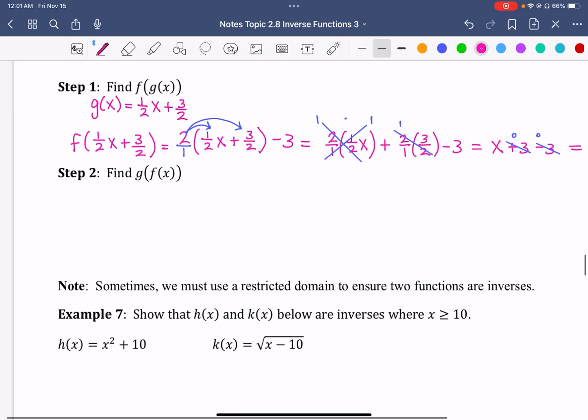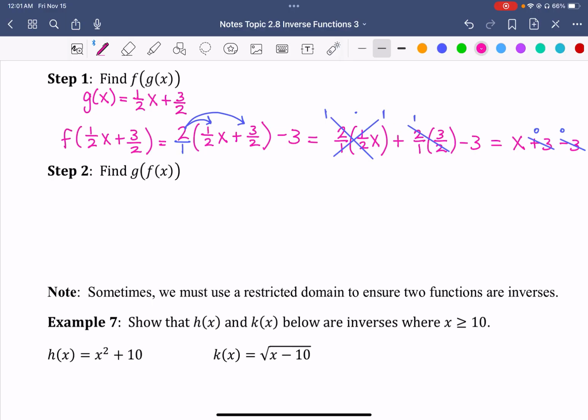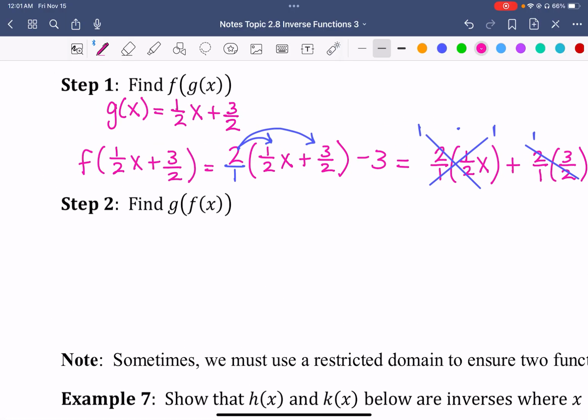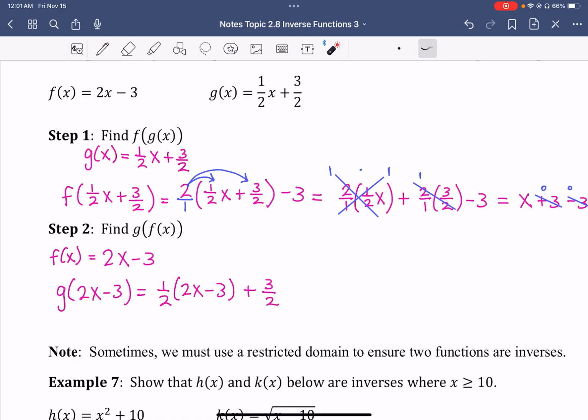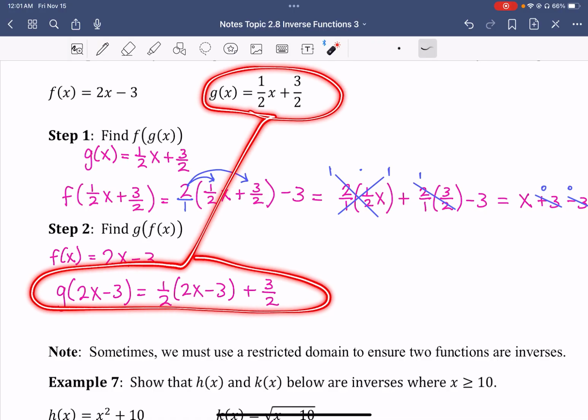Now let's see if the opposite order is still x. Let's try g of f of x, starting with the inside, which is f of x. f of x is 2x minus 3. I'm going to put that into the equation for g. So I'm going to be solving for g of 2x minus 3, which would be 1/2 (2x minus 3) plus 3 over 2. Okay, so just to show you, these two are identical. The only difference is that this 2x minus 3 just used to be x. g of x is 1/2 x plus 3 over 2.